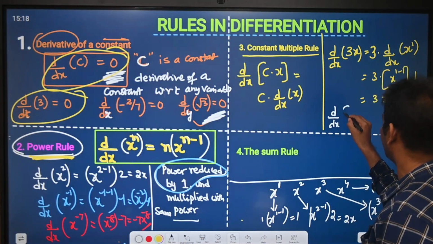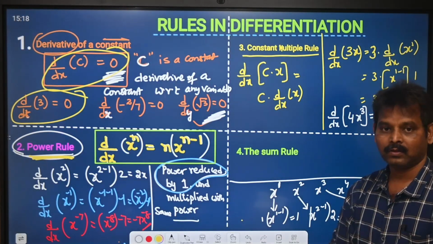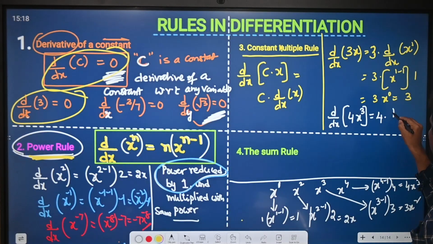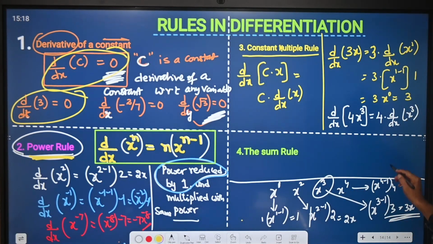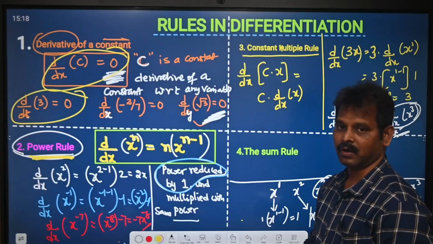Similarly, one more example, d by dx of 4x cube. So this is also a constant and a variable. So first bring the constant outside, d by dx of x cube. The derivative of x cube is, students, 3x square. This will become 3x square into 4. 4 threes are 12x square, which is the answer for this constant multiple rule.